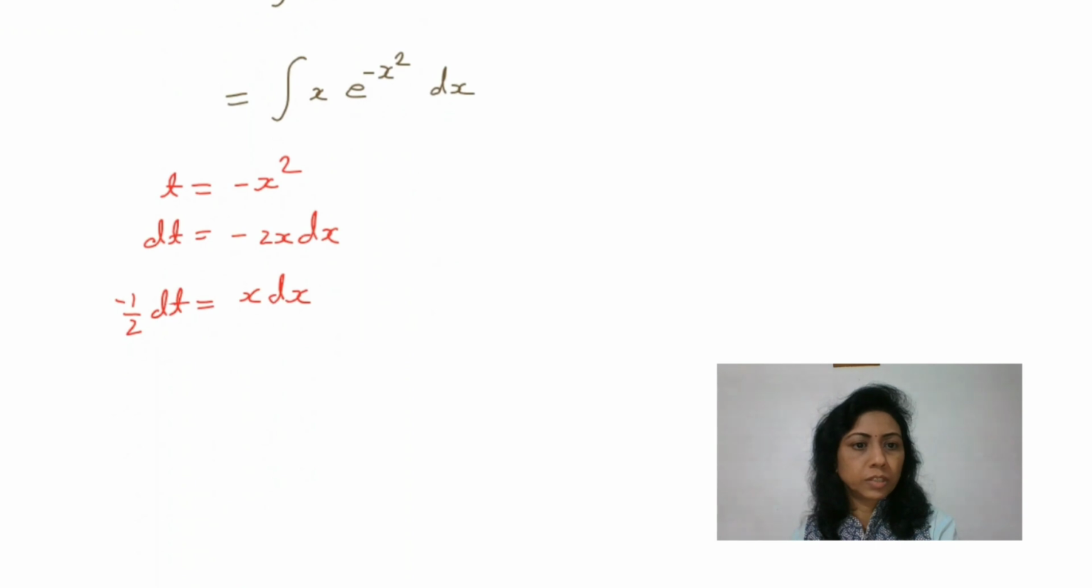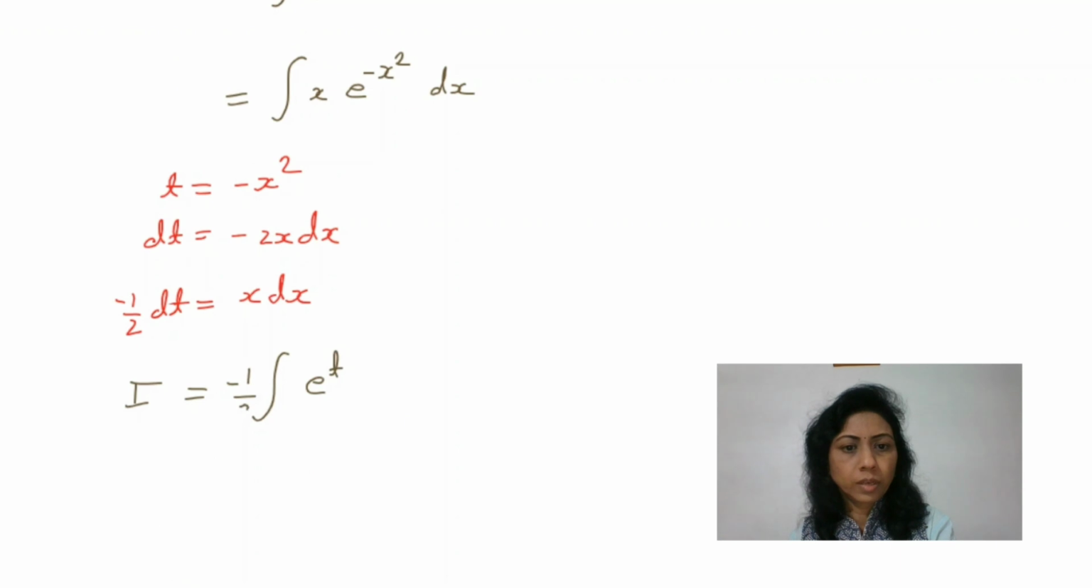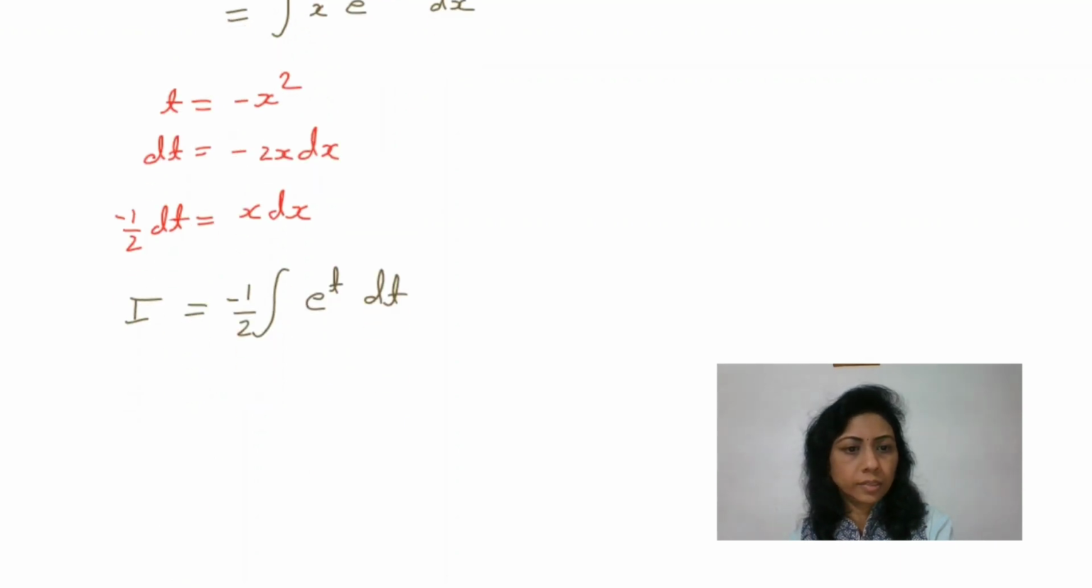These values we can put here. So e to the power t, and x dx value is minus 1 upon 2 dt. So we can write minus 1 upon 2 here and dt. Now we can integrate easily. Minus 1 upon 2, integration of e to the power t is e to the power t plus c.